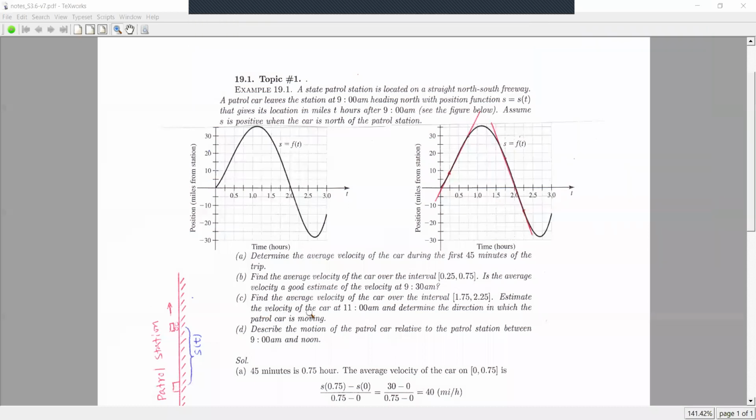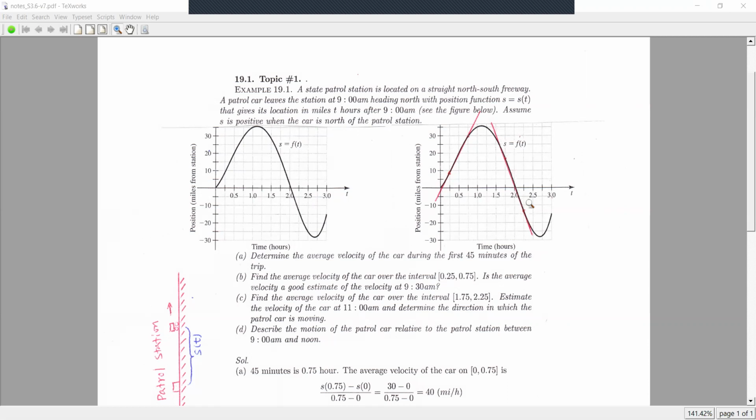The velocity of the car at 11 a.m. in the diagram corresponds to time is 2. The velocity here means instantaneous velocity. The velocity of the car at 11 a.m. is the slope of the tangent line to the graph at time is 2. So at time is 2, draw a tangent line to the graph.